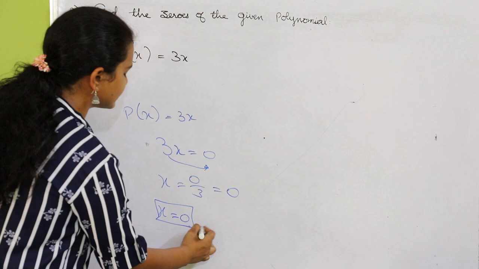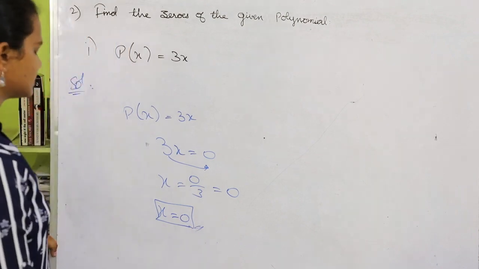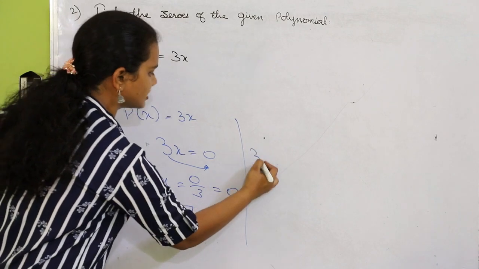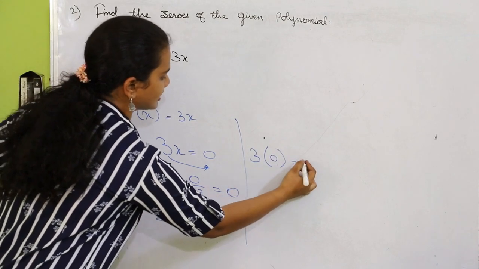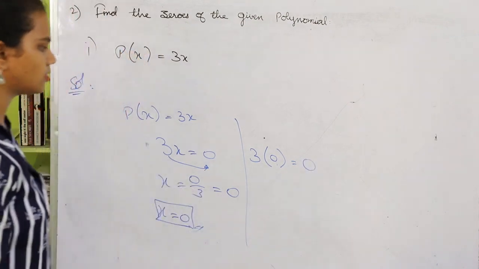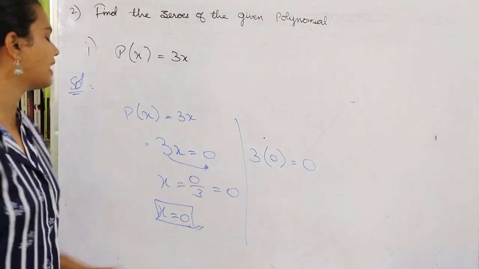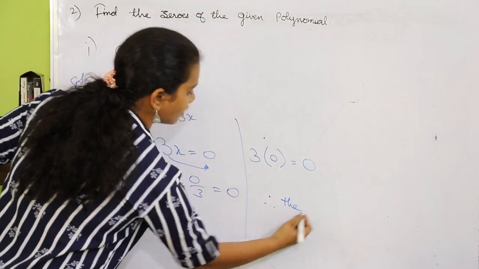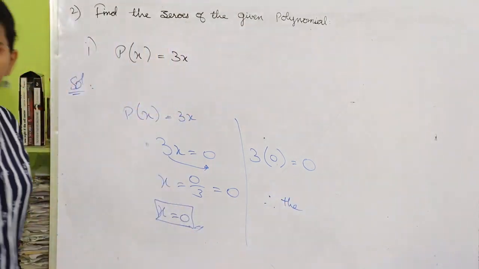So if I place 0 in the x place, okay, if x equals 0, then what happens? 3 into 0 equals what? 3 zeros are 0. So therefore, I got 0. So therefore, I can say the zeros of the given polynomial. Therefore, the zeros of the polynomial is only 0.